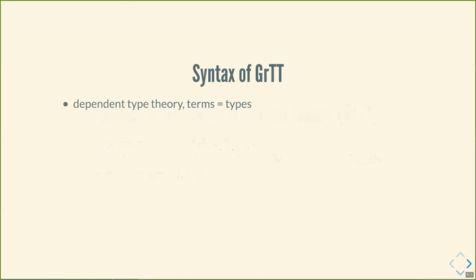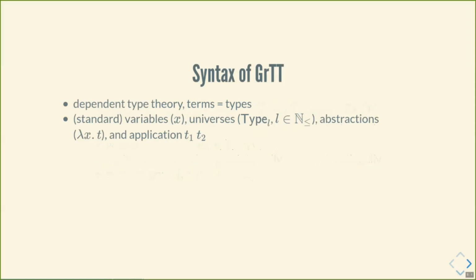GrTT uses the same syntactic category for terms and types. We have variables, typing universes, lambda abstractions, applications in the usual syntax. On top of this, we then have dependent function types, which have graded binders. The grade S captures how the argument can be used in the corresponding lambda abstraction, or computationally, and the grade R captures how the argument can be used in B, or specificationally.